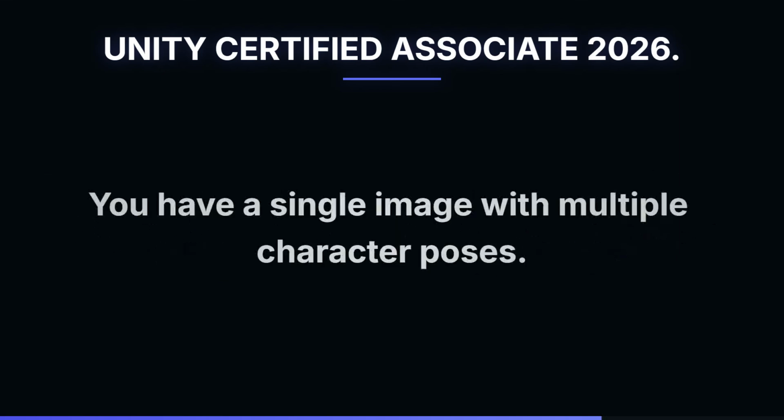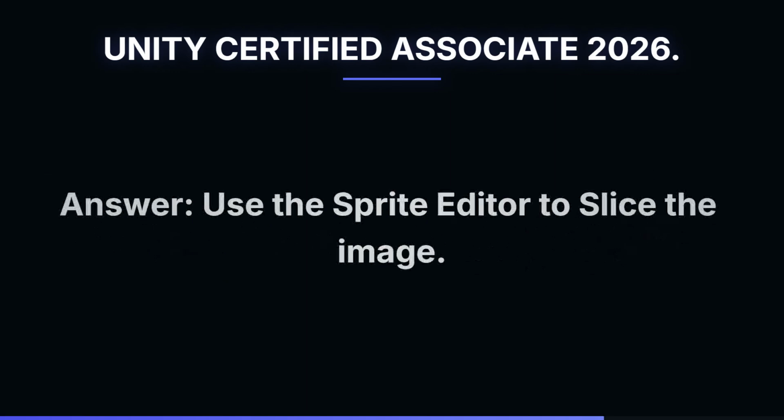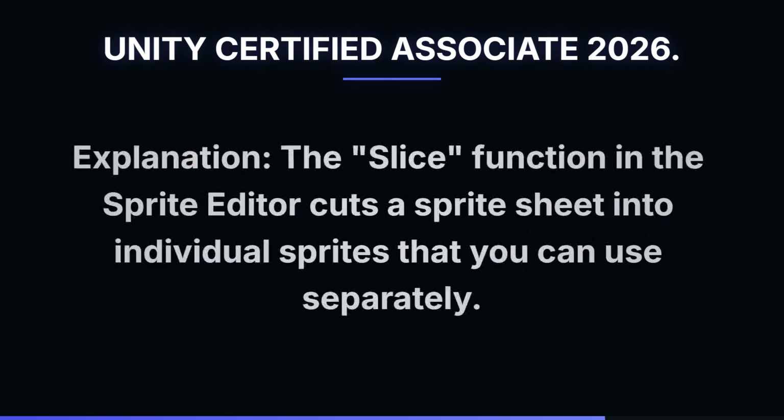7. You have a single image with multiple character poses. How do you separate them? Answer: use the sprite editor to slice the image. Explanation: the slice function in the sprite editor cuts a sprite sheet into individual sprites that you can use separately.